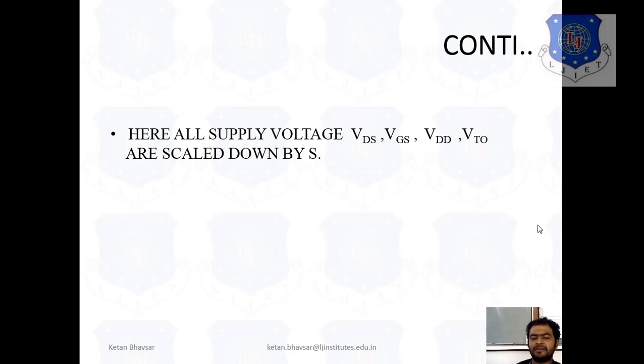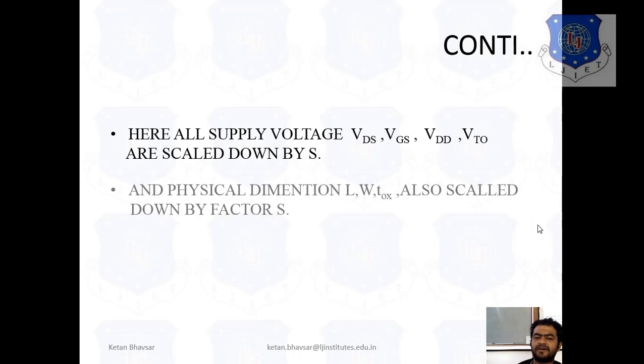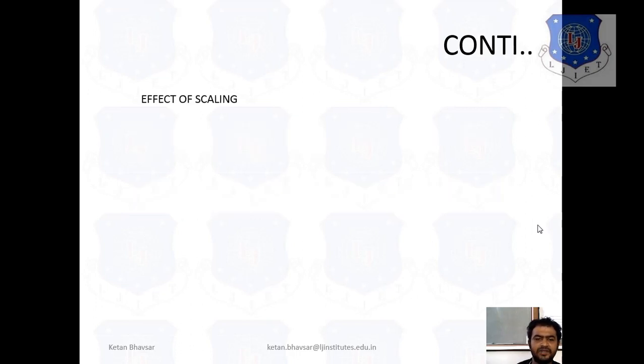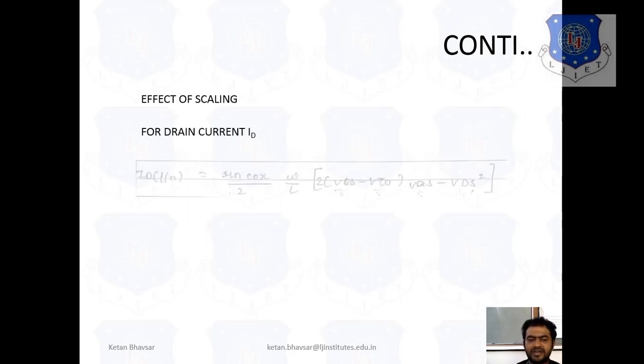Here all the scaling parameters that you can see, the VDS, VGS, VDD, VTO are scaled down by factor S. And the physical dimensions L, W, TOX are also scaled down by the factor S. So what exactly is the effect of scaling? Now we can see it with the drain current equation ID.